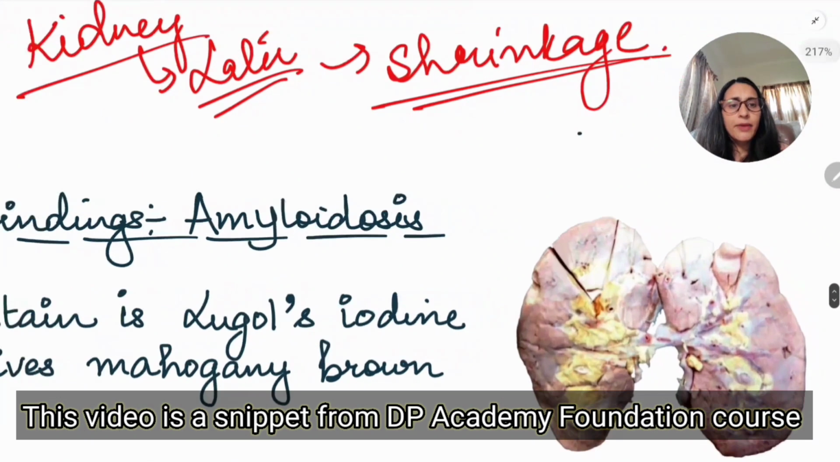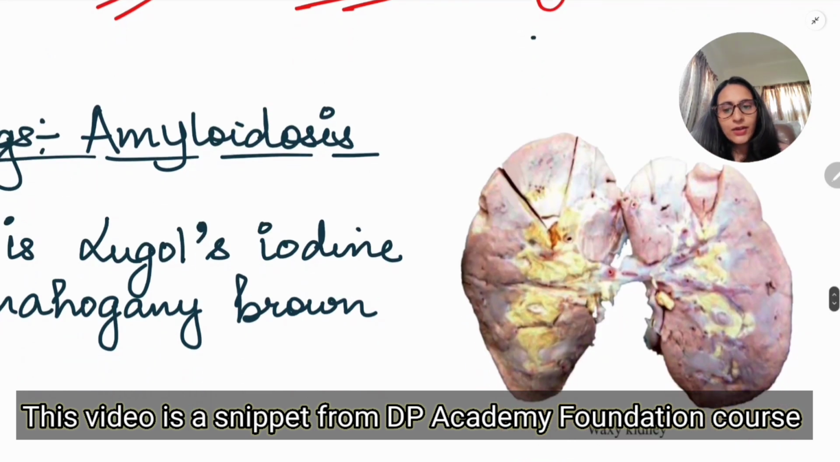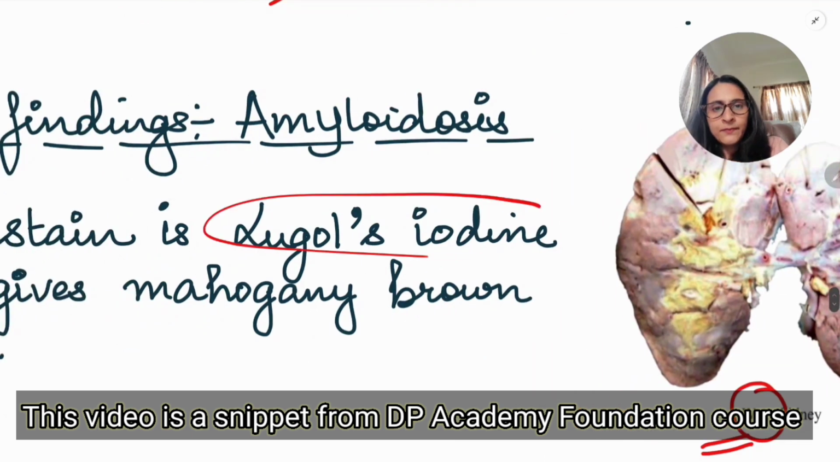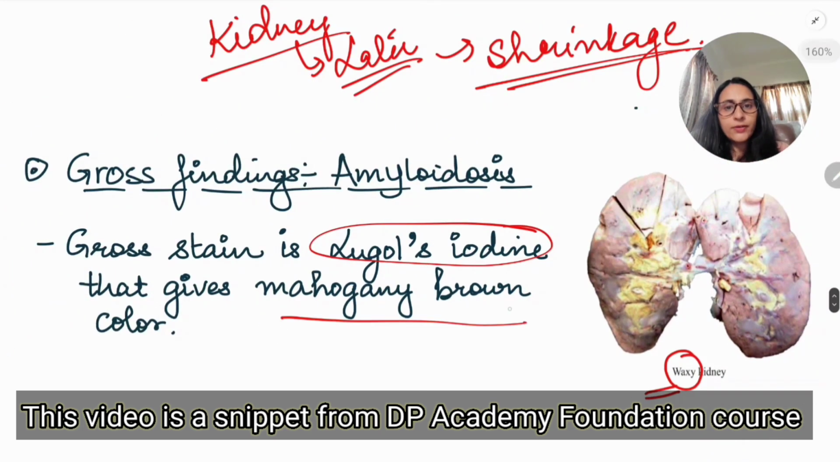If you see the gross findings in amyloidosis, as I told you, the most common organ for deposition of amyloid is the kidney, except for the old age, where it is the heart. So most commonly it is the kidney that is affected, and you see the kidney becomes very waxy. So waxy, if you see any organ waxy, that signifies amyloid deposition. The gross stain that we use is the Lugol's iodine stain. And when you use this Lugol's iodine stain, you will find a mahogany brown color.